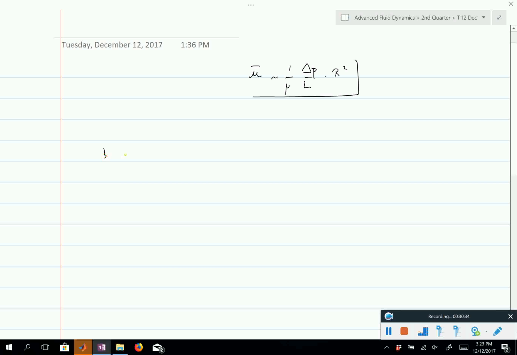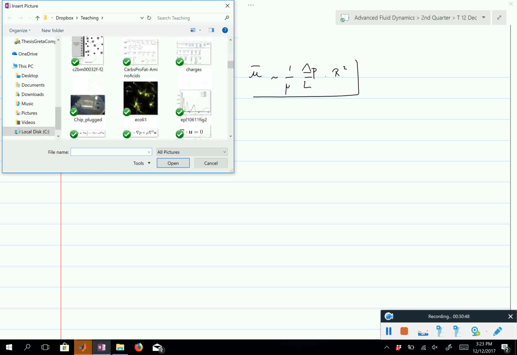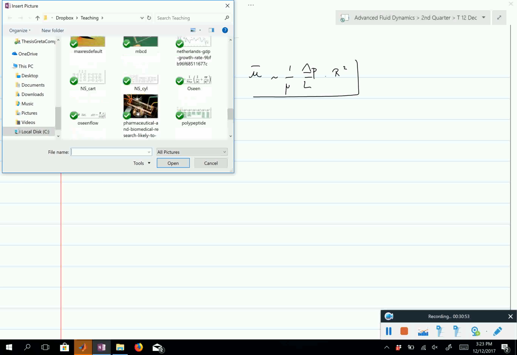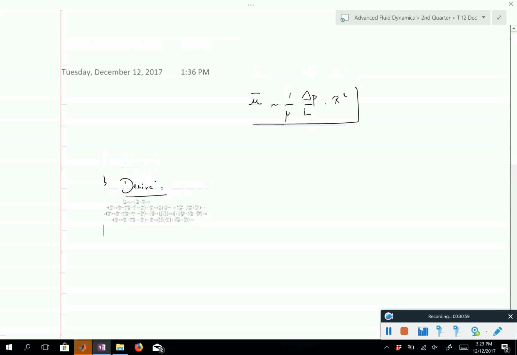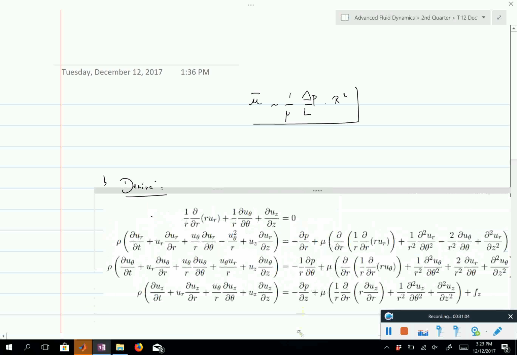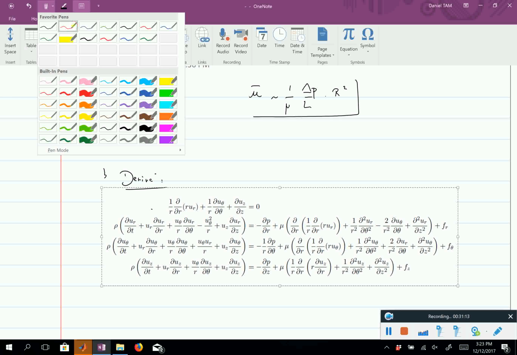Okay, now let's derive the Poiseuille flow in a pipe. We'll start. Everything is the same as what we did in 2D Cartesian coordinates, but let me put it again, just for clarity, so you see which terms cancel. Now I'll do it really quickly.